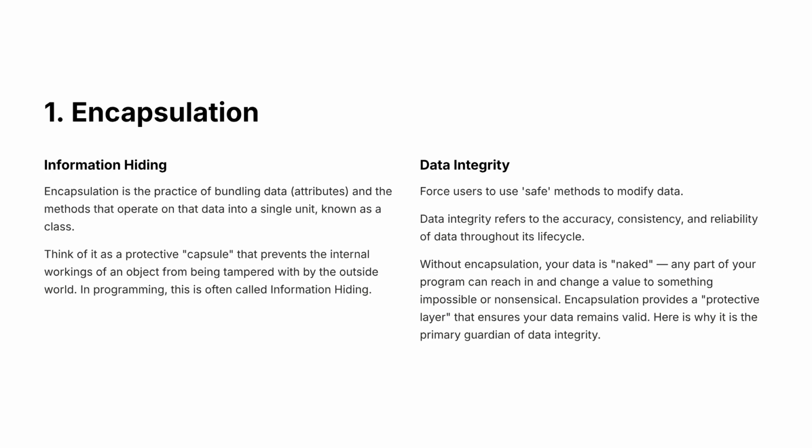First pillar, encapsulation. The core idea is bundling your data and the methods that touch that data into one unit, the class. But the real power is information hiding. You're not exposing your internals to the rest of the codebase. Think about it. If any part of your program can just reach in and set a value to something nonsensical, you've got a data integrity nightmare. Encapsulation gives you a protective layer. You control how data gets in and out, and you can validate it at every step.